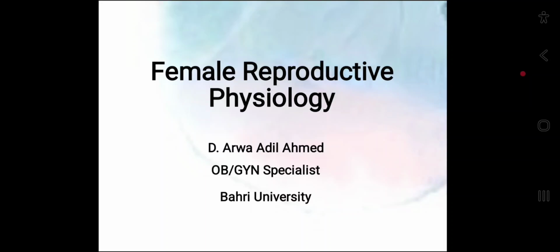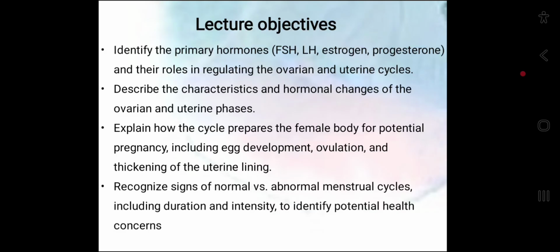This is the third lecture about female reproductive physiology. In this lecture, we'll talk about the menstrual cycle. Learning objectives: to identify primary hormones that regulate ovarian and uterine cycles, to describe characteristic changes that occur during phases of uterine and ovarian cycles, to explain how the cycle prepares the body for potential pregnancy, and to recognize signs of normal and abnormal menstrual cycle.